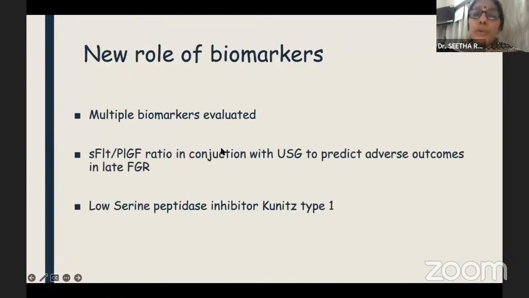And what are the new biomarkers that have been evaluated? A lot of them have been evaluated for preeclampsia, especially, as I said, the sFlt/PLGF ratio, and in conjunction again with USG to predict adverse outcomes in late FGR, because whatever the ASPRE trial showed, it used the biochemical markers, biomarkers, to predict early onset. But again, we do face that, and that is where the sFlt/PLGF ratio came in and is still quite useful. Low serum peptidase inhibitor is also being tried.